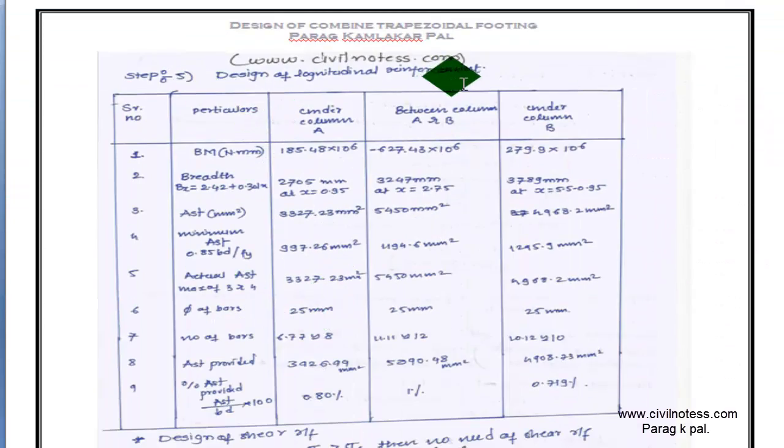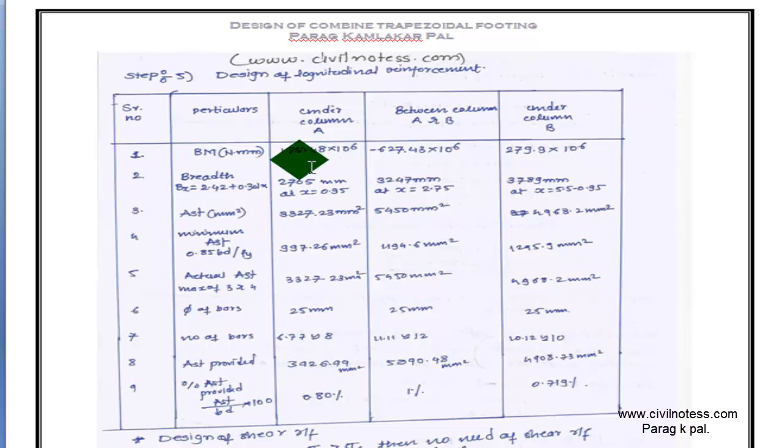So first of all, take out the bending moment, which is the factored bending moment. Obviously you have to solve with the factored load only. Then bending moment and breadth bx are used here at particular distances: x equals 0.95, x equals 2.75, and x equals 4.55. Using all these values, you calculate the AST requirement. Then you go for the minimum AST according to the IS code, using this formula. Then take the actual AST, that means the maximum from these 3 and 4.